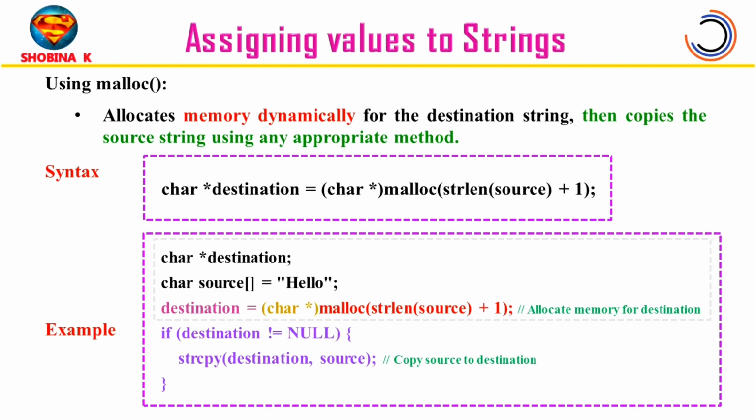Next, if destination is not equal to NULL, this condition checks if the memory allocation was successful. If destination is not NULL, it means memory was allocated successfully. strcpy(destination, source); this line copies the source string into the destination memory block. It makes sure that the destination string has the same content as the source string. Overall, this code snippet dynamically allocates memory for the destination string, copies the content of the source string into it, and checks if the memory allocation was successful before copying.